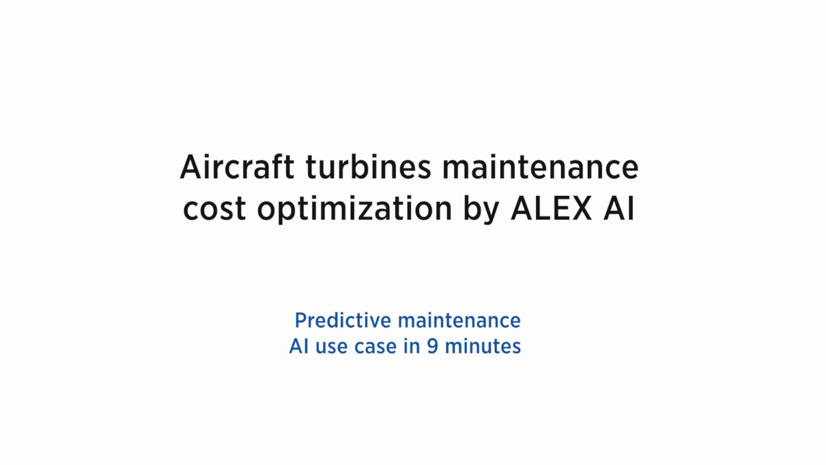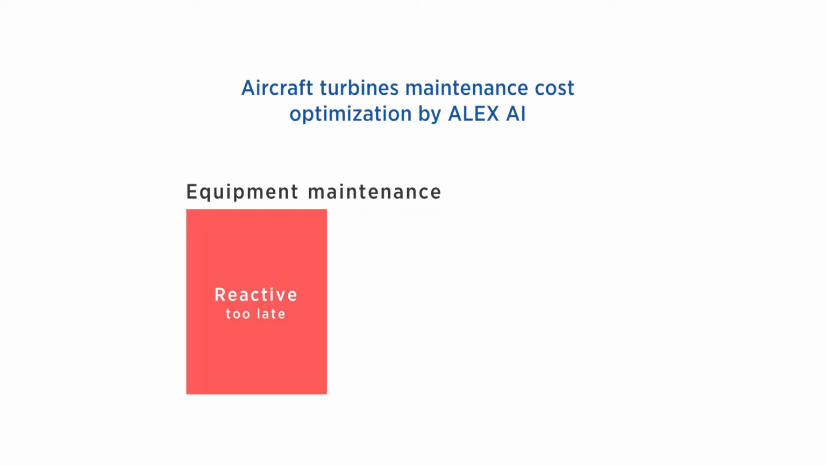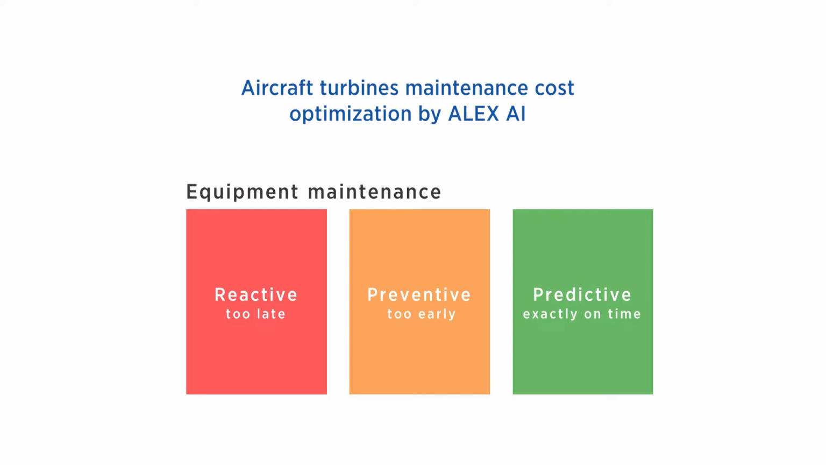This video demonstrates the development of an AI-enabled predictive maintenance use case in the aircraft domain. Traditionally, the strategy to address equipment failures is to conduct preventive maintenance at regular time intervals, which incurs higher than necessary maintenance costs and can be difficult to adapt to a changing industrial scenario.